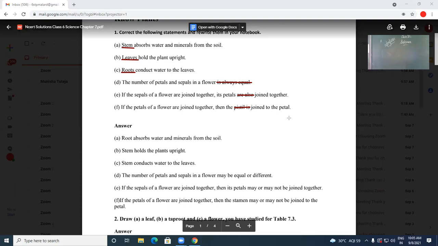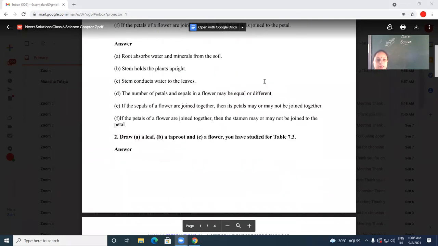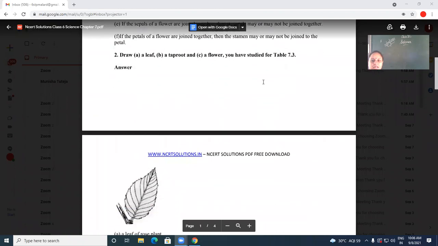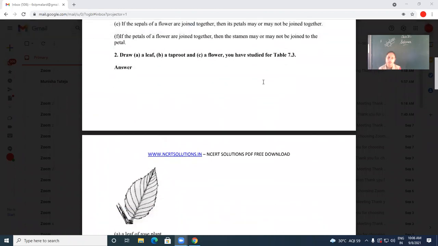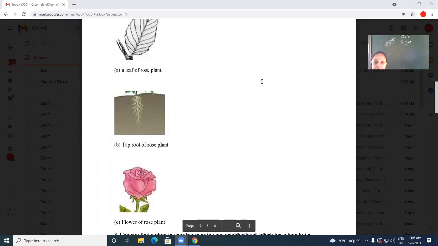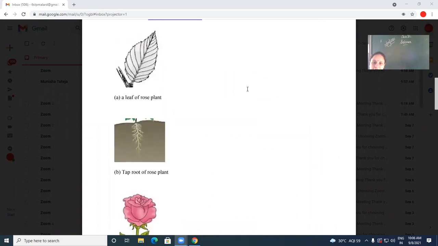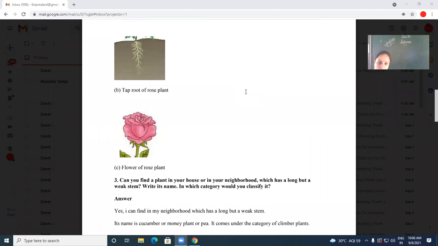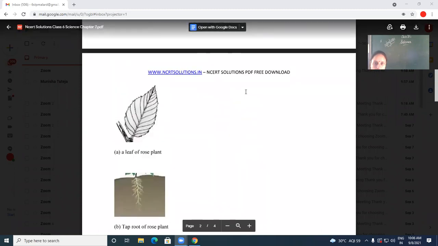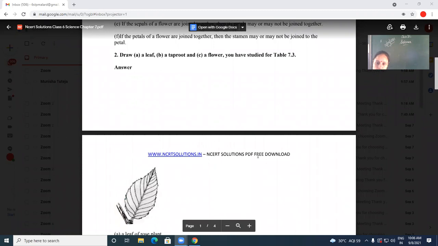Yes, let's move on to the next question. Question number 2. Question number 2 is: draw a leaf, a taproot, a flower if you have studied. Okay. Now, beta, the leaf actually we had already drawn in the live classes. I asked you to already draw the leaf. So if it is drawn, then fine. If it is not drawn, then you can draw it. If you have already drawn it, then you don't need to draw it again.